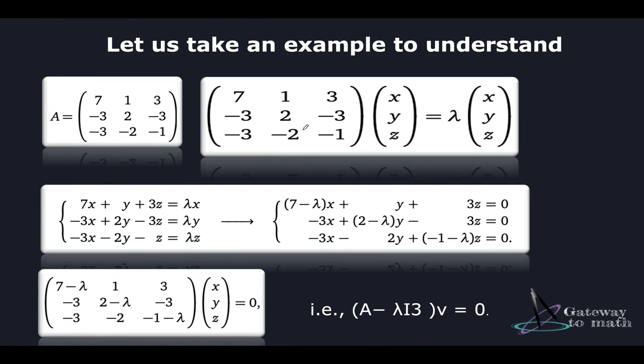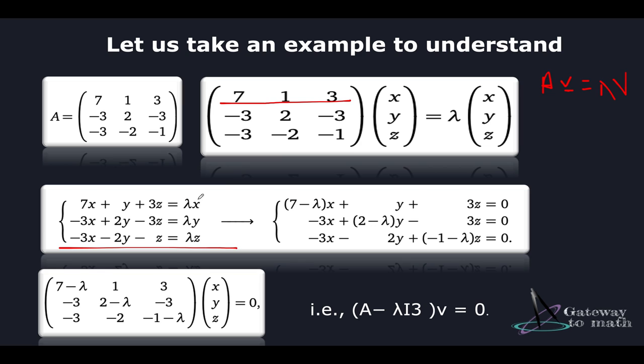So we have a matrix here. We know that AV equals lambda V, right? So A is this matrix, V will be a vector. We'll have a vector which has 3 rows, x, y, and z, and lambda times x, y, and z as well. Now let's multiply. When I multiply the first row, it becomes 7x plus y plus 3z equals lambda x. This becomes minus 3x plus 2y minus 3z equals lambda y, and minus 3x minus 2y minus z equals lambda z.